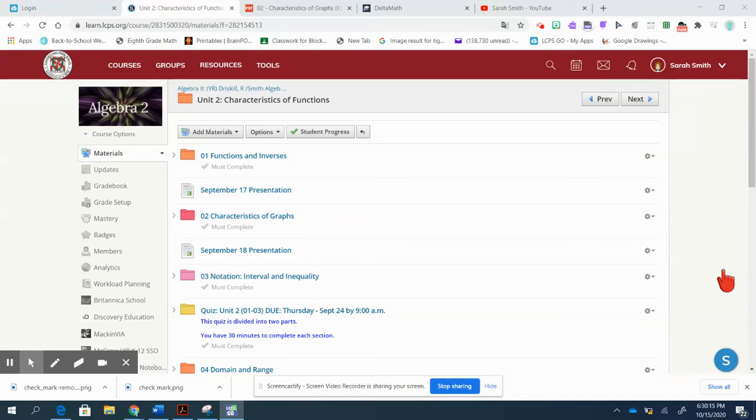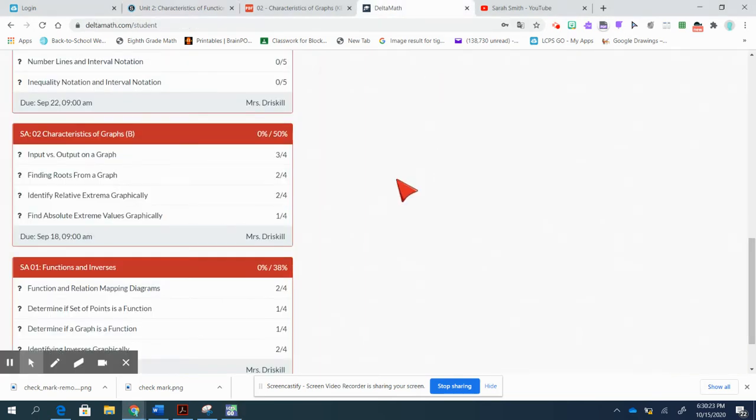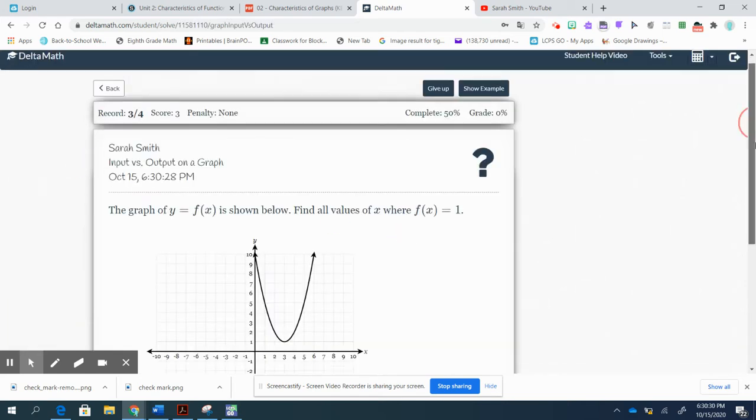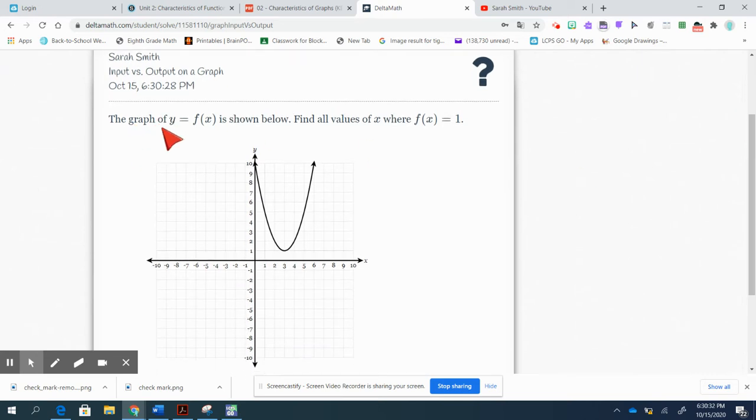Hi everyone, now we're going to move on to review Unit 2, Lesson 2, Characteristics of Graphs. So we're going to go back into Delta Math and we're going to do first input versus output on a graph. Okay, so the graph of y equals f of x is shown below. Find all values of x where f of x equals 1.